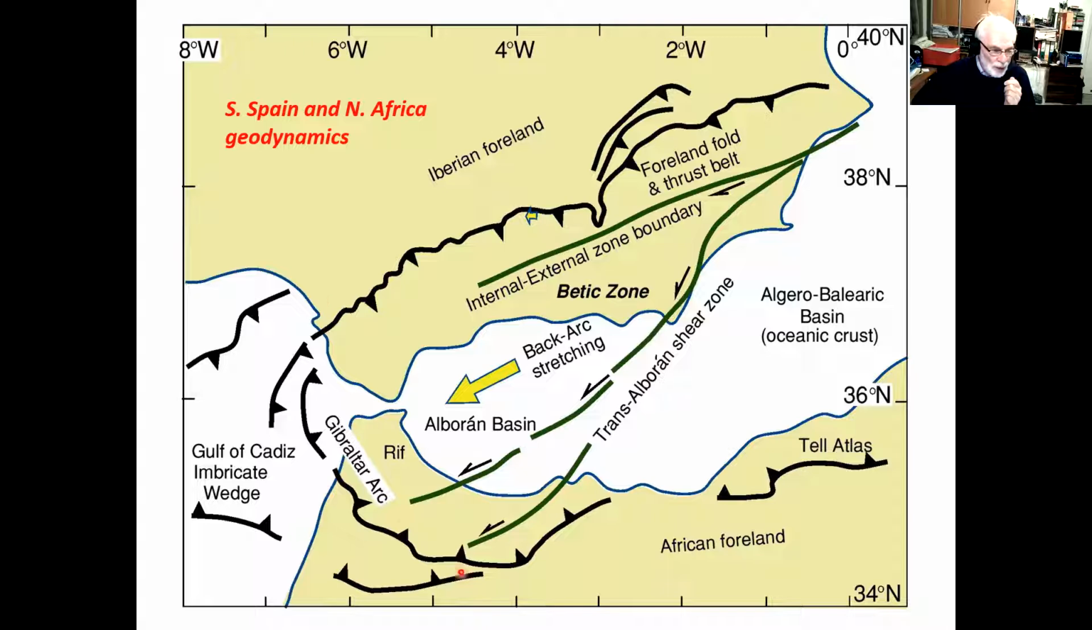The Gibraltar Arc, which is actually the top of a subduction zone, a short segment of subducted material, and a system of very prominent faults running right through the middle of the internal part of the Betic Cordilleras. And it's in this region here that a large amount of crustal and lithospheric stretching has been taking place.